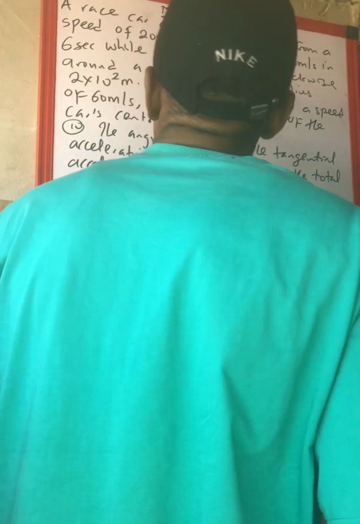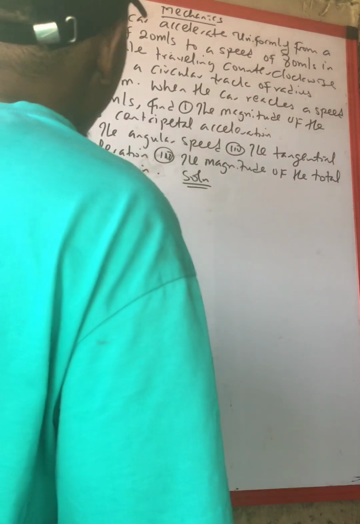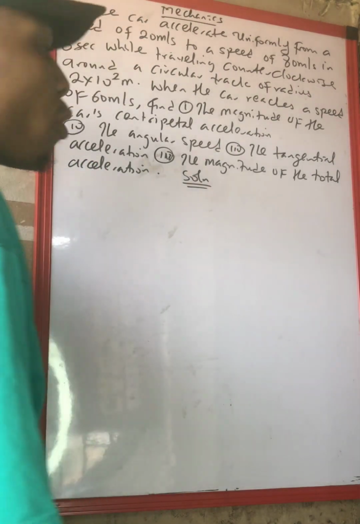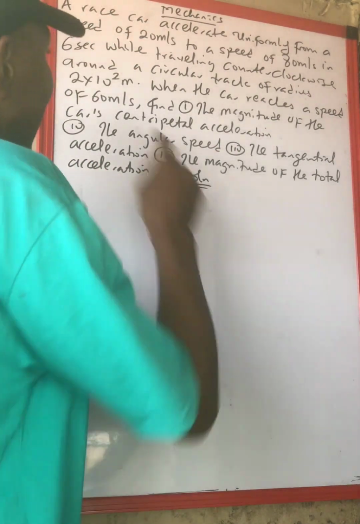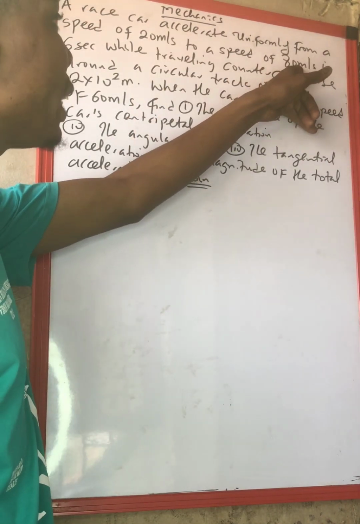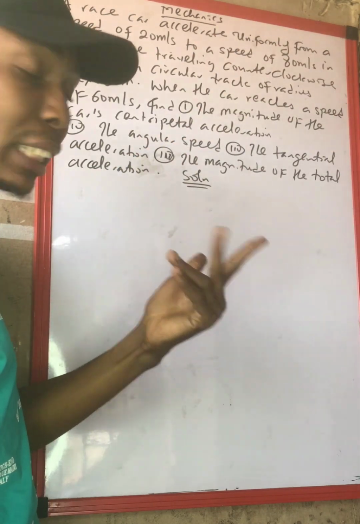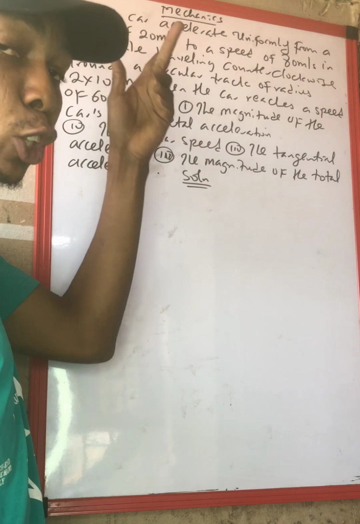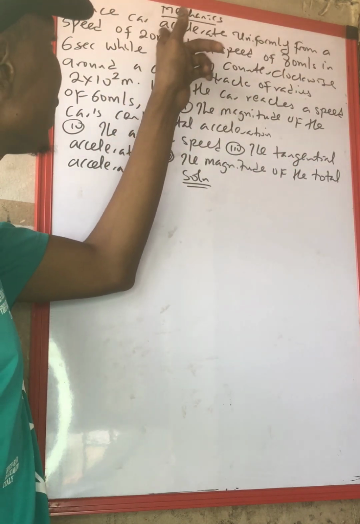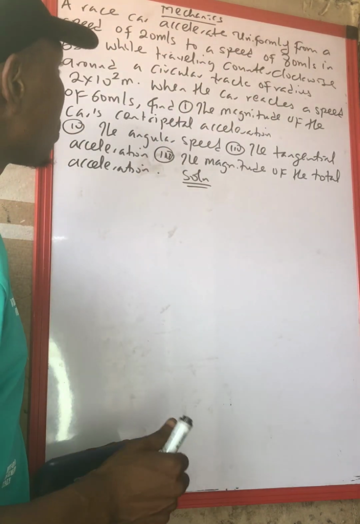Alright, we have another new question here. A race car accelerates uniformly from a speed of 20 meters per second to a speed of 80 meters per second in 6 seconds. The race car started from 20 towards 80, that means initial to final velocity. I told you that speed is the same as velocity because they are both measured in meters per second. And it takes time for it to move from 20 to 80, which is 6 seconds. That was the time it took to move from 20 to what?